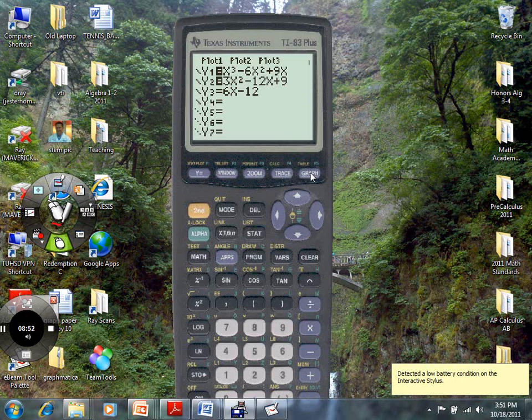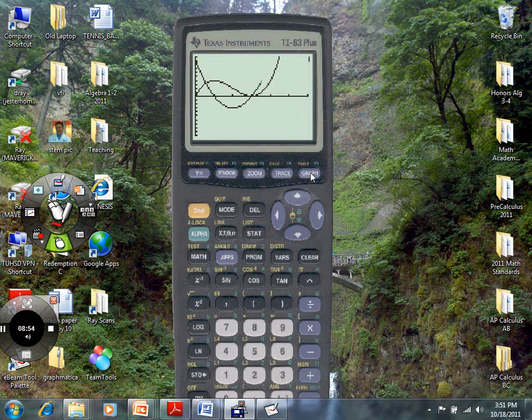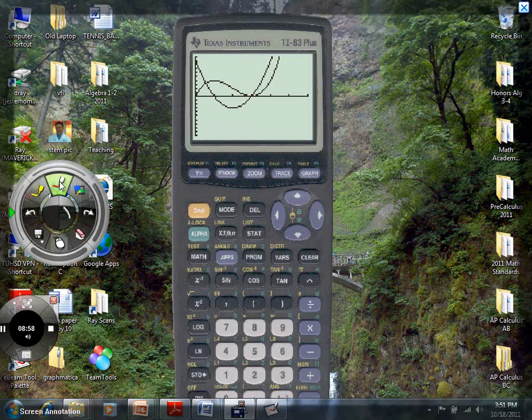I'll highlight that again. Some key spots: right here the derivative equals 0, and you want to be able to identify that. And again, at this spot where it levels out, that's when the derivative, or the velocity, equals 0.